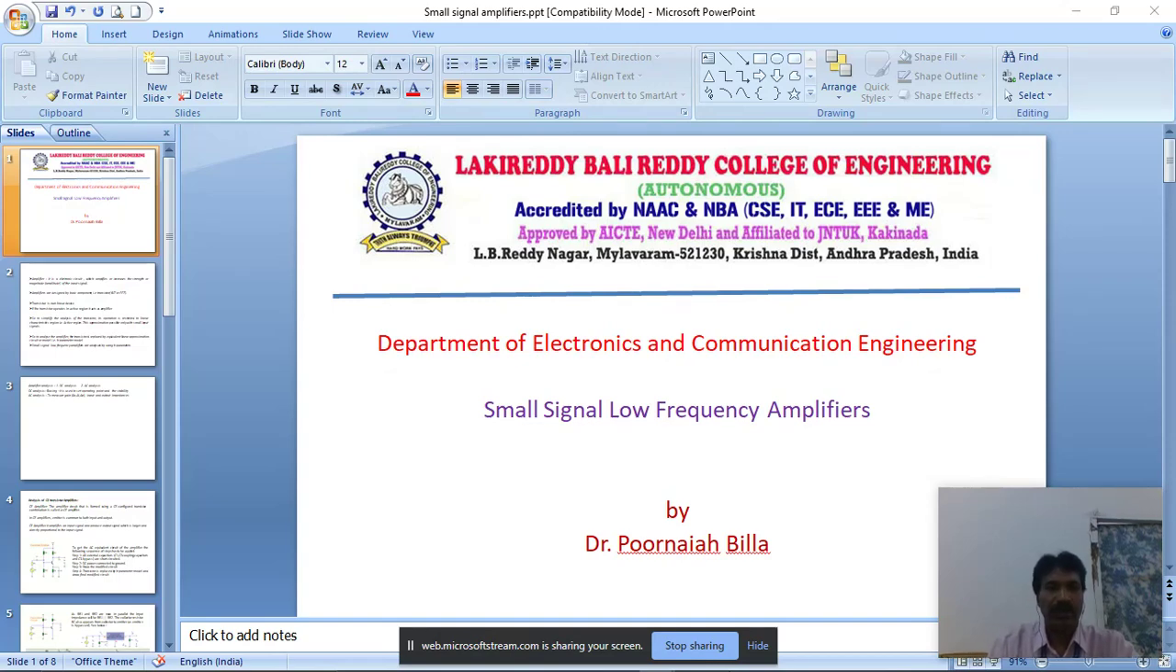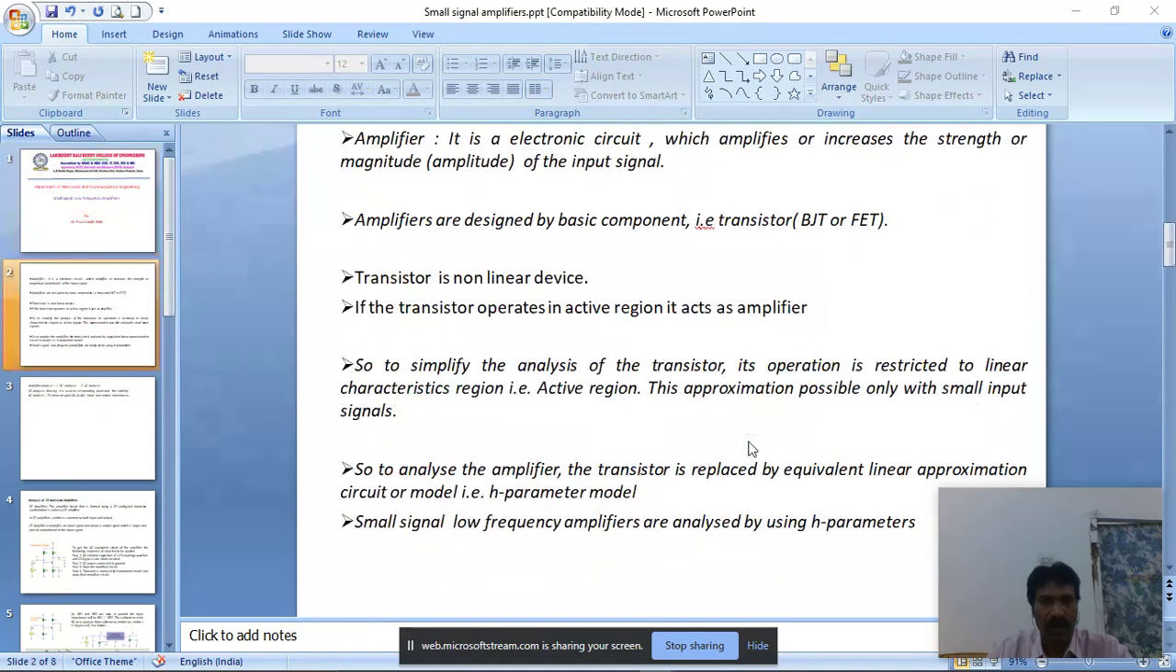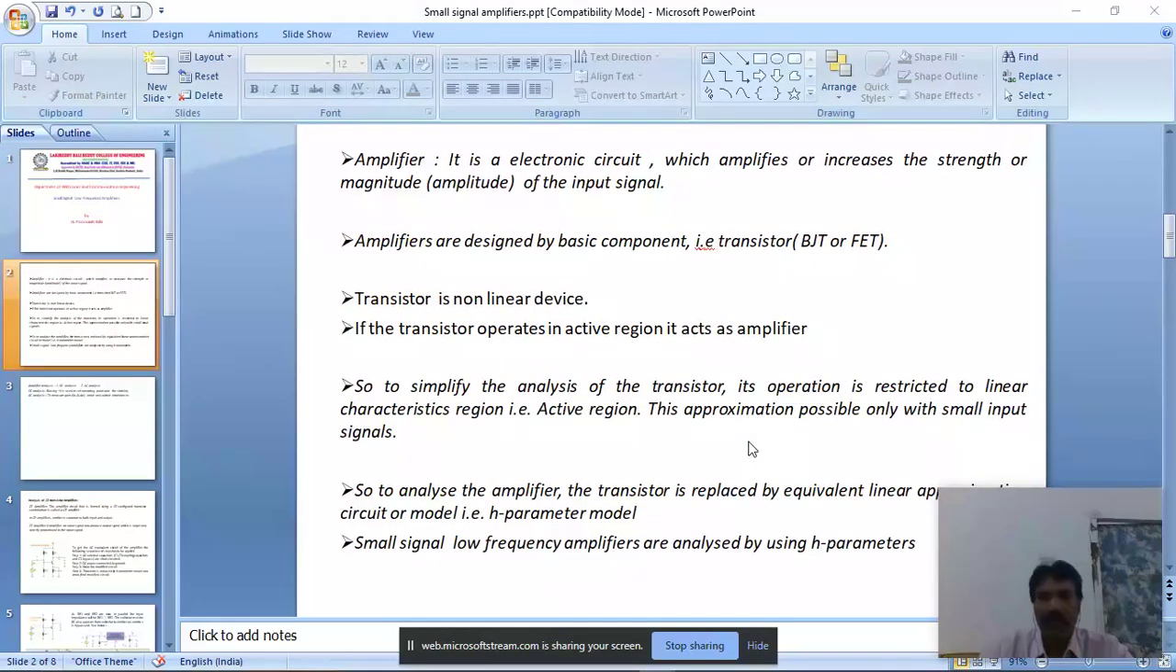Today, I would like to discuss small signal low frequency amplifiers. What is an amplifier? An amplifier is an electronic circuit which amplifies a weak input signal and produces an output whose amplitude is larger than the applied input signal. The basic component required to design an amplifier is a transistor.